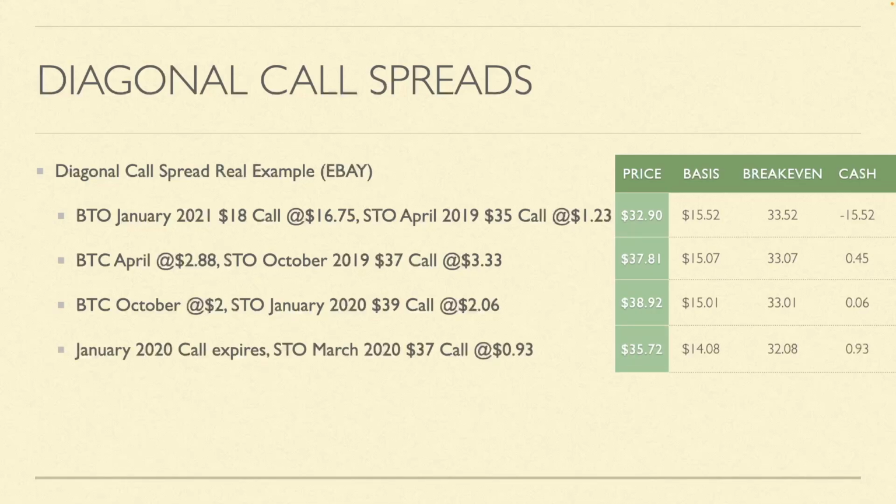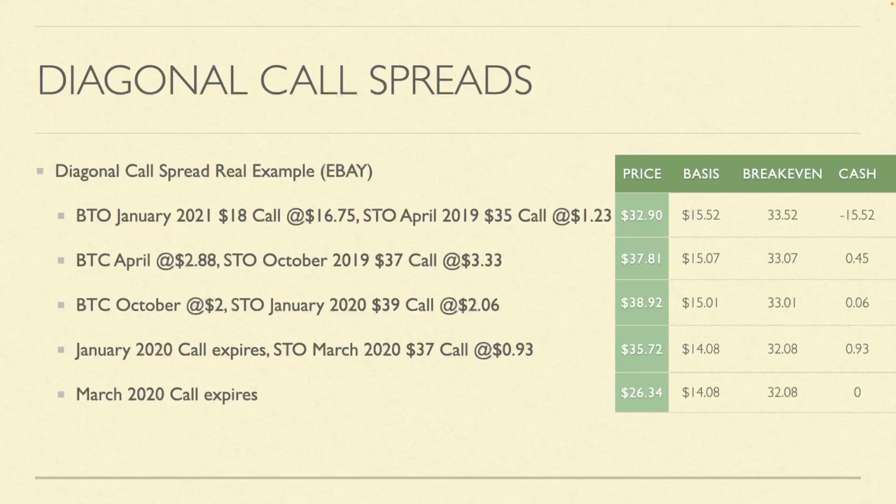The January 2020 call expires worthless, and we sell to open a March 2020 $37 call because the price has now dropped to 35. So we actually sold a lower call to get a better premium than the $39 call. The cost is now $14.08 per share. Our spread is $19, giving us a potential profit of $4.92 per share.